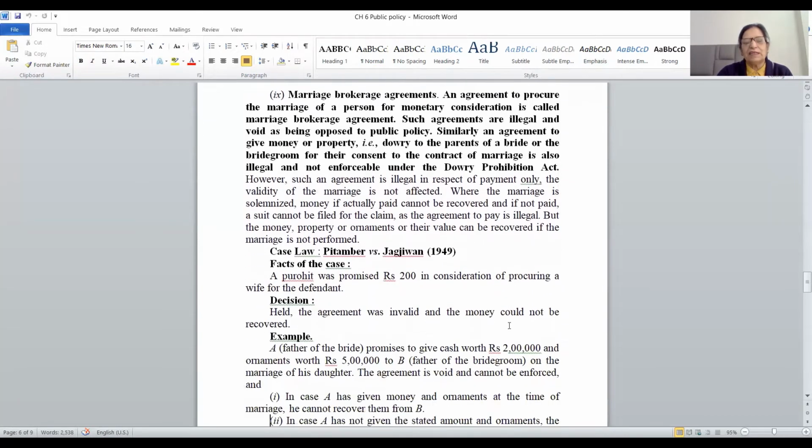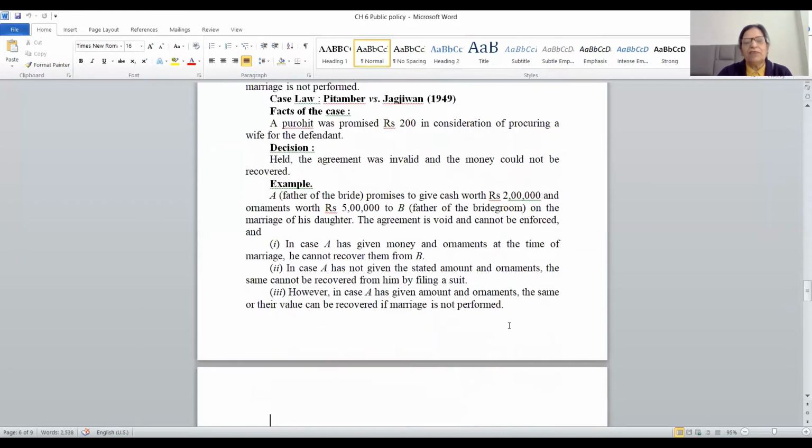So friends, here say the father of the bride promises to give cash worth rupees 2 lakh and ornaments worth rupees 4 lakh to B, the father of the bridegroom, on the marriage of his daughter. The agreement is void and cannot be enforced.